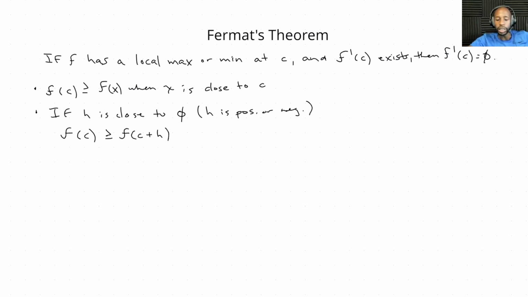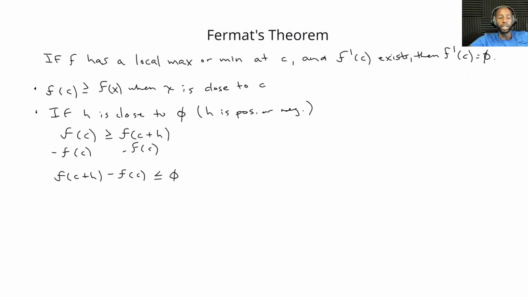Okay. The next thing is you can kind of move this around a little bit. So if we were to move this to the other side, what happens is you have f of C plus h minus f of C is going to be less than or equal to zero. Okay. So all we did was just move that f of C to the other side.